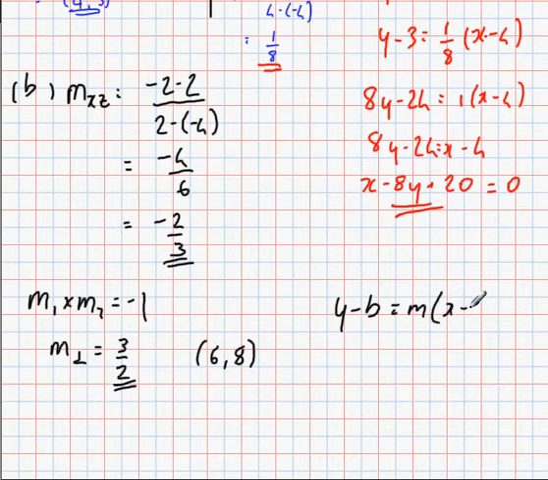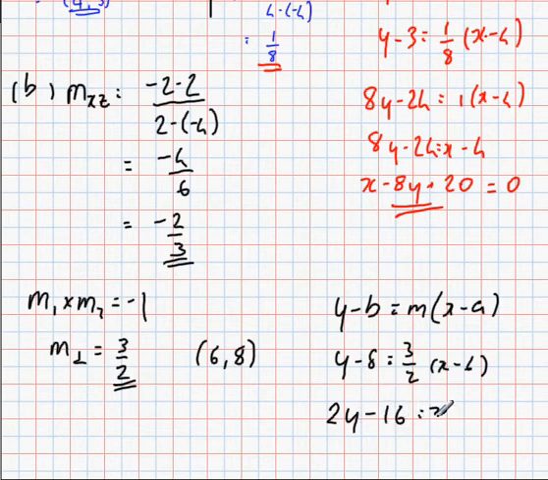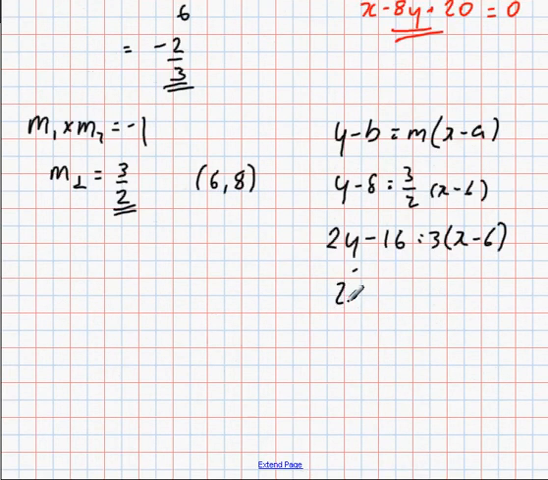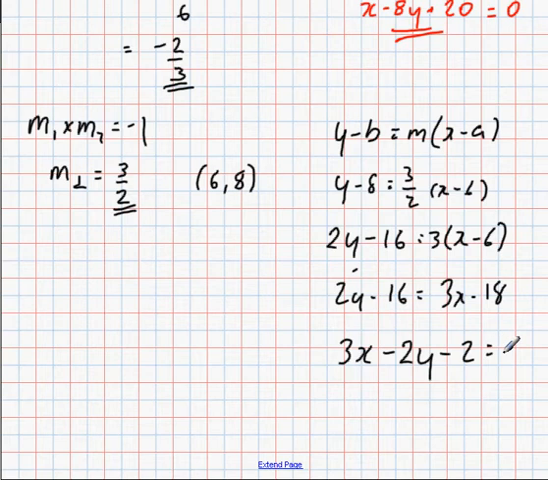We can sub into y minus b equals m bracket x minus a. So that will be y minus 8 equals 3 over 2 bracket x minus 6. We can multiply through by 2 to get rid of the fraction: 2y minus 16 equals 3 bracket x minus 6. Expanding the bracket, 2y minus 16 equals 3x minus 18. Rearranging to the form ax plus by plus c equals 0 gives us 3x minus 2y minus 2 equals 0, and that's the equation of the altitude for question 6b.